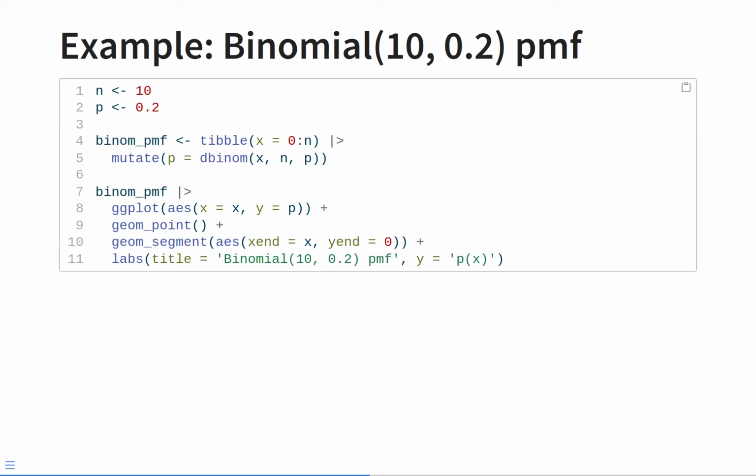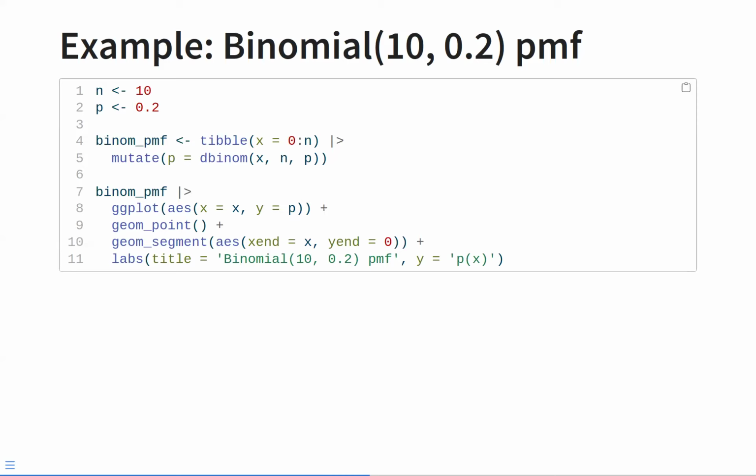And then I'm going to create the column p, which gives the probability mass function. I'm going to use the command dbinom. D stands for density, and in the case of a discrete random variable, this means mass function. So dbinom gives me the probability that a binomial random variable takes on particular values x.